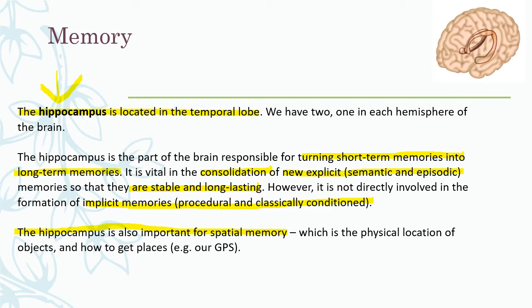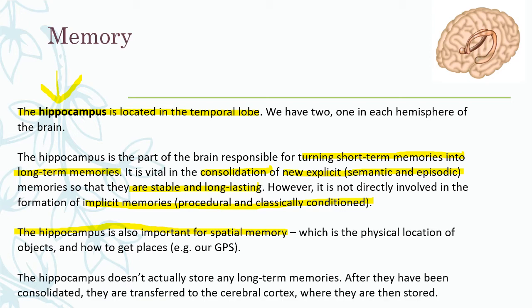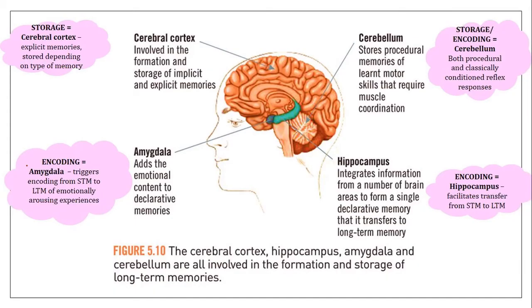I need to make it very clear, nothing is stored in the hippocampus. It's just a processing center. So nothing is stored in the hippocampus. See? Hippocampus doesn't actually store long-term memories. After they have been consolidated, they are transferred to the cerebral cortex where they are stored. So once again, this might be a good little picture for you to put into your notes. So you may want to pause it here and actually put it in.